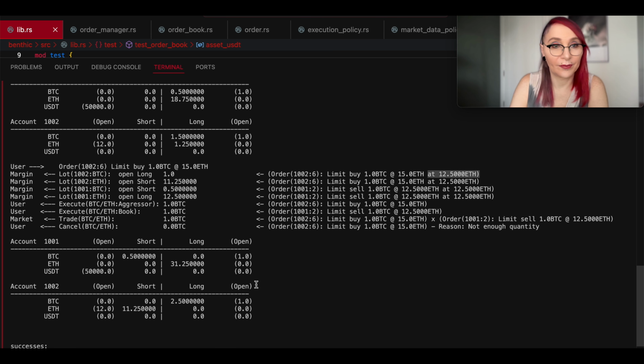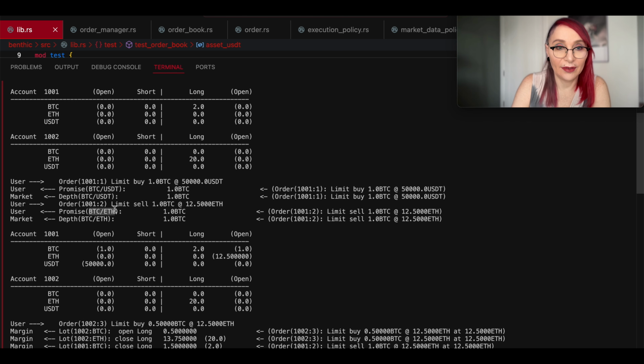Remember, when we send an order, there is a market, for example, Bitcoin, Ethereum. That's the book. That's the book of orders.